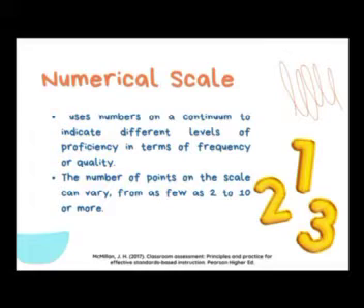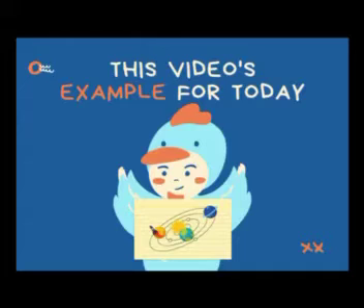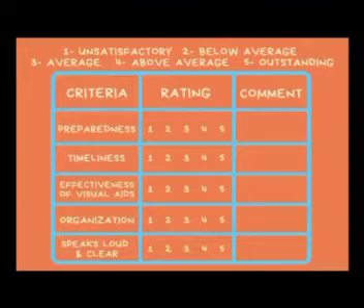First is the numerical scale, which uses numbers on a continuum to indicate different levels of proficiency in terms of frequency or quality. The number of points on the scale can vary for as few as 2 to 10 or more. The number of points is determined on the basis of the decision that will be made. In this video, we will use a single scenario for better understanding. For example, assessing the students' performance in presenting their work about solar system. This will be the basis for our examples on the types of rating scales. Here's an example of a numerical rating scale.